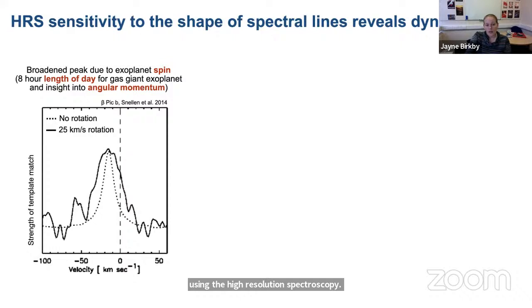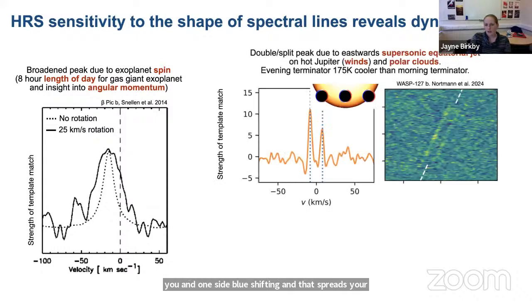We can also look at the rotation of the planet. So if we have a freely rotating planet, so imagine something like Beta Pictoris b, which is widely separated, it's not tidally locked. This has been done by looking at the rotational broadening that the line suffers due to the planet rotating. So you have one side of your disk red shifting towards you and one side blue shifting, and that spreads your line out. So this was found for Beta Pic b. It has a rotation period of about 8 hours.